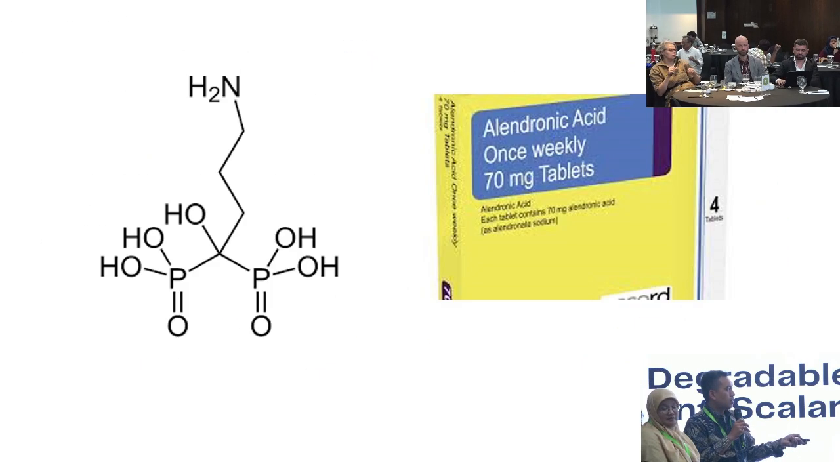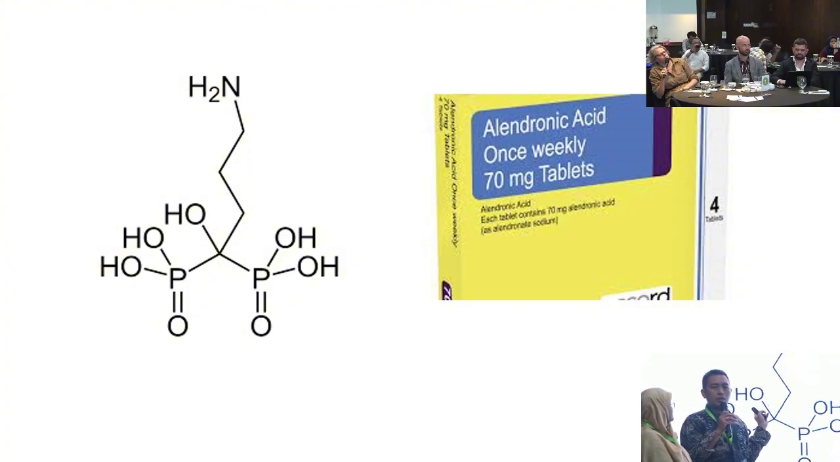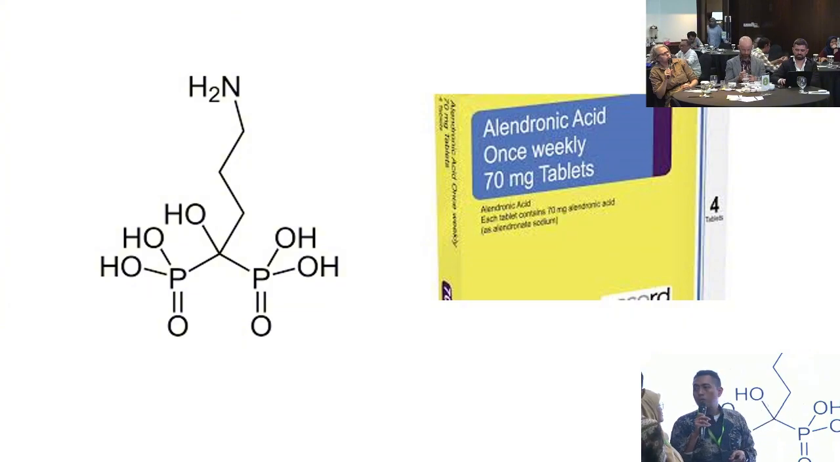Okay, then we can change to another phosphate. What would be the advantage of this one? This one, the alendronic acid, is more available, and its solubility in water is very high. Okay, gotcha.